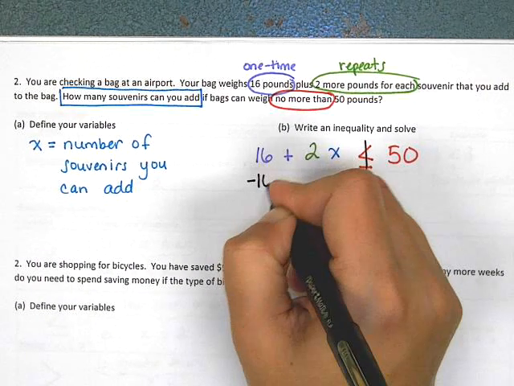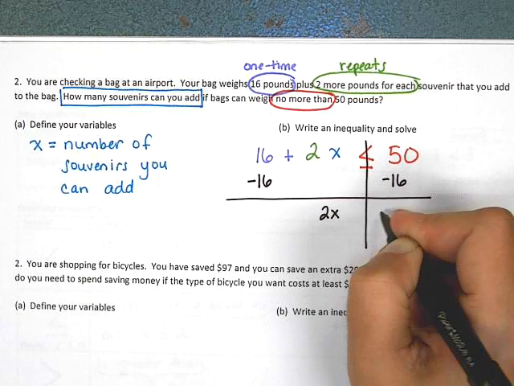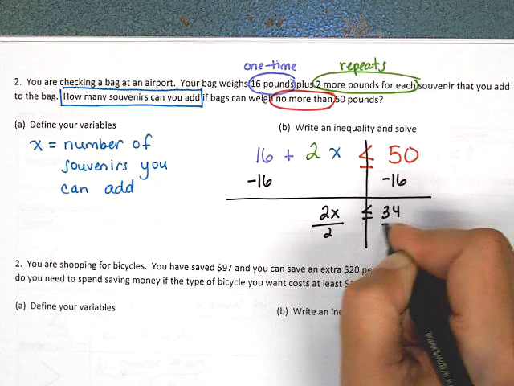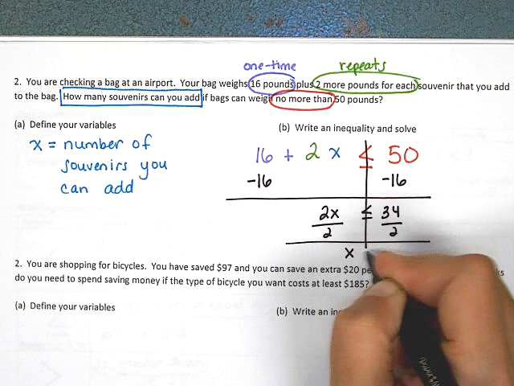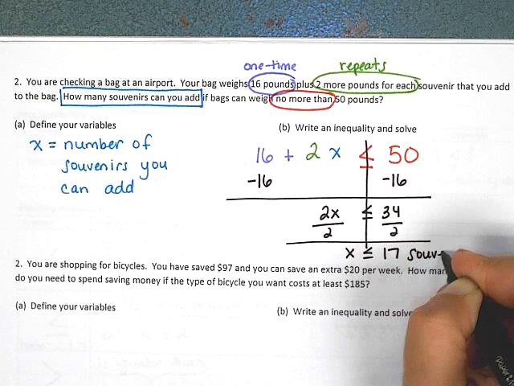Next, we would solve this. So we would subtract 16 on both sides. We would have 2x is less than or equal to 34. We would divide by 2 on both sides, and we would get x is less than or equal to 17 souvenirs.